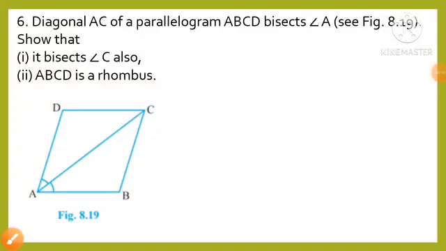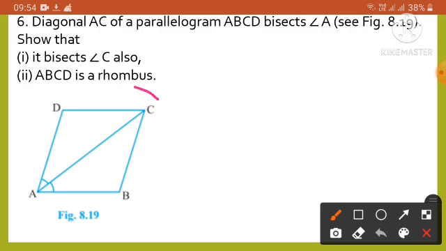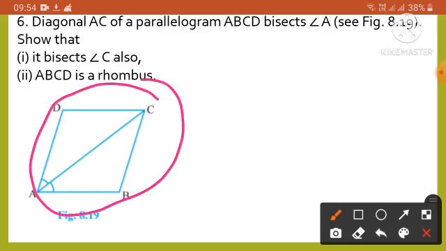Next question is question number 6 from exercise 8.1, quadrilaterals. The question is: diagonal AC of a parallelogram ABCD bisects angle A. Show that it bisects angle C also, and that ABCD is a rhombus. Okay, so look at this figure 8.19.